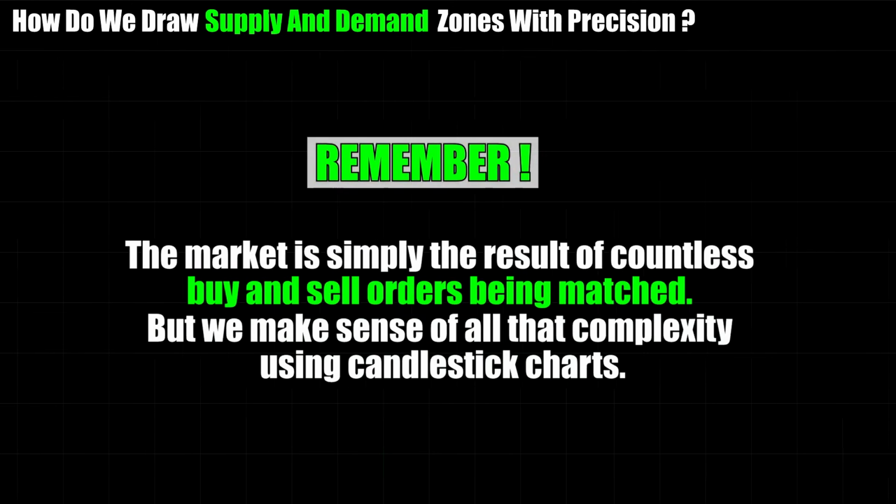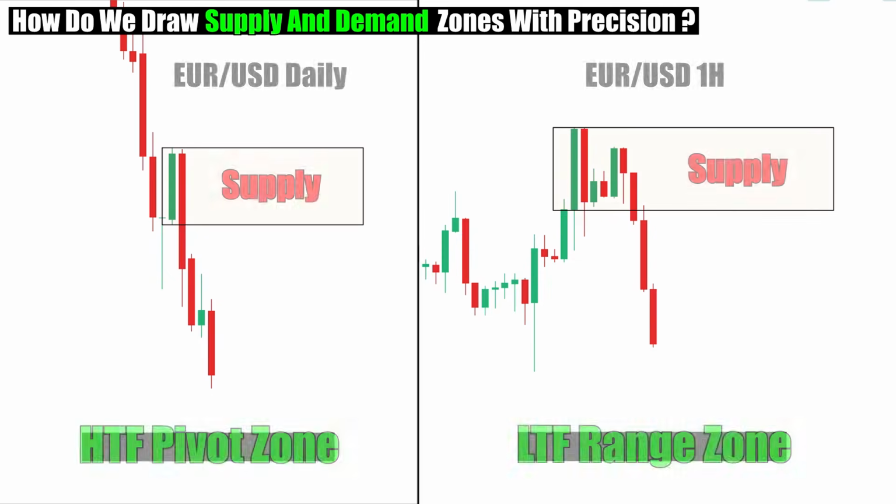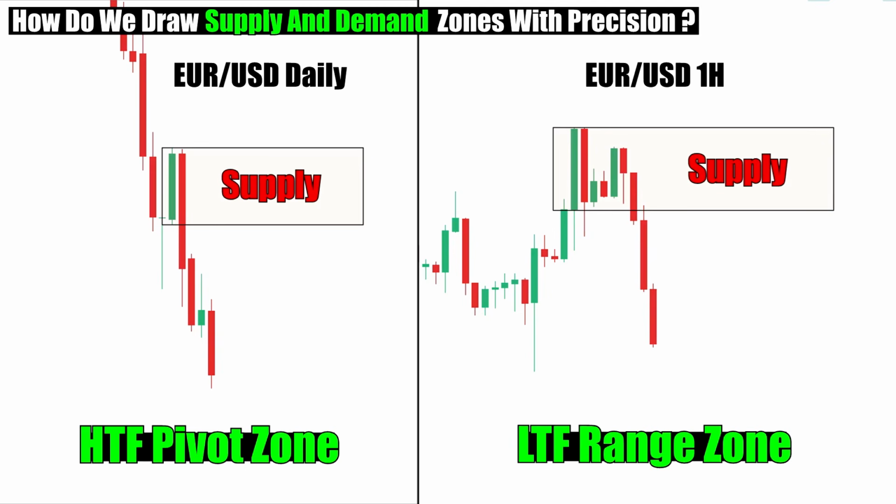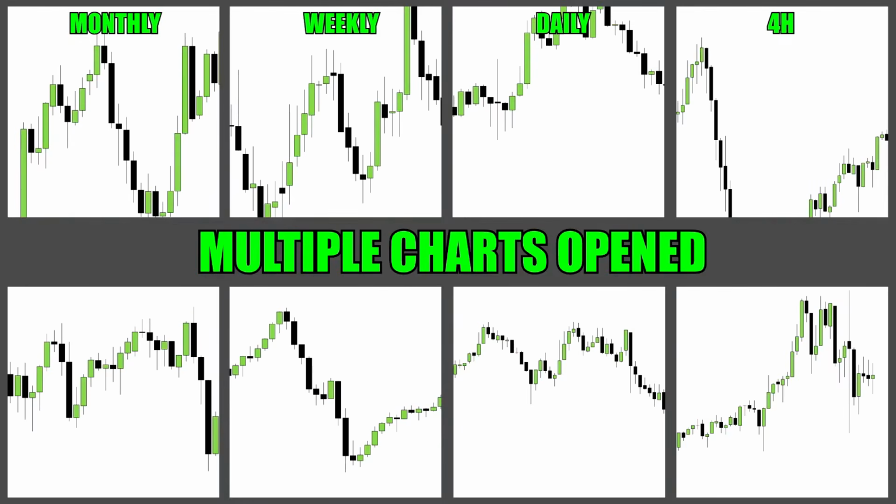Remember, the market is simply the result of countless buy and sell orders being matched. But we make sense of all that complexity using candlestick charts. For example, a range-based zone you see on a 1-hour chart might appear as a pivot zone on a higher time frame. If a range consists of 4 candles on the 1H chart, switching to the 4H will often condense that into a single candle, forming a clear pivot zone. That's the fractal nature of price action, multiple smaller moves making up one larger movement. Once you understand this concept deeply, you'll reach a point where you can mentally visualize how a different time frame would look without even switching charts.